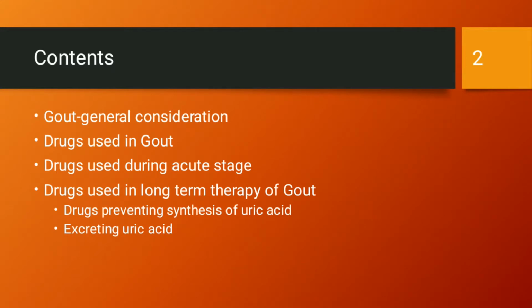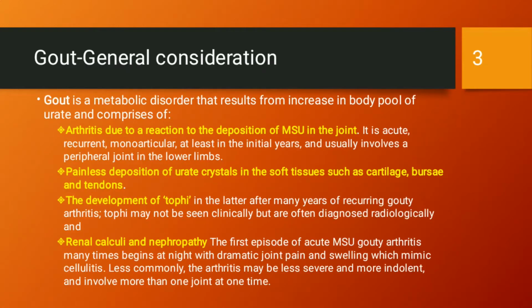The first point that we are going to study is the general consideration of gout. So what is gout, why it happens, a brief introduction we are going to give. Then drugs which are used in treatment of gout, then drugs which are used during the acute stage of gout, then drugs which are used in long term therapy of gout. In that, we are going to study two categories of drugs. The first category is drugs preventing synthesis of uric acid, and the second category is the drugs which excrete uric acid. Okay, so let's start.